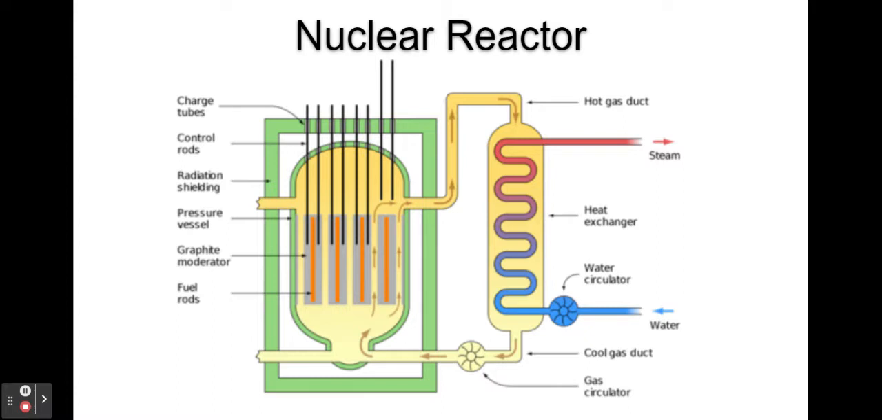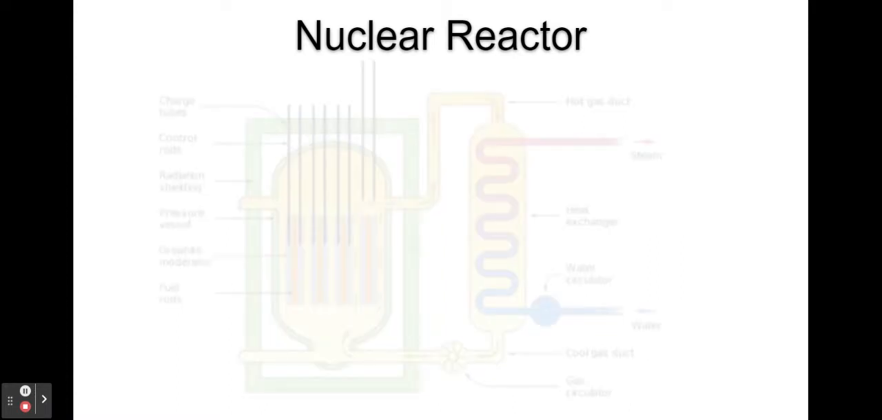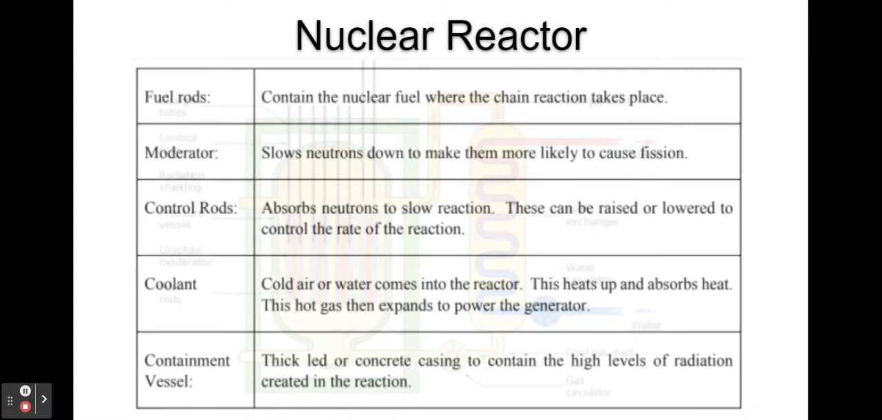The whole thing is contained in this green containment vessel, which is usually made of thick concrete to stop any radiation from leaking into the environment. So, fuel rods contain the nuclear fuel where the chain reaction takes place. The moderator slows neutrons down to make them more likely to cause fission. The control rods absorb neutrons and slow the reaction. They can be raised or lowered to control the rate of the reaction.